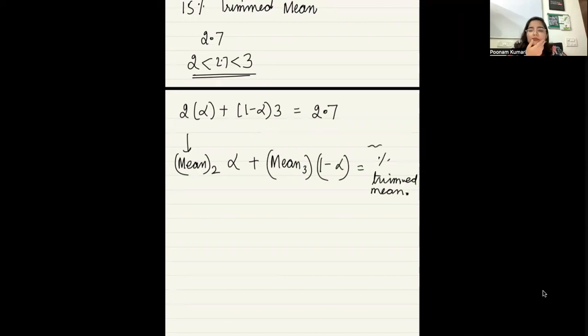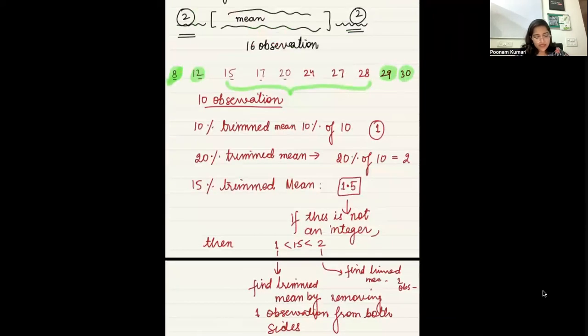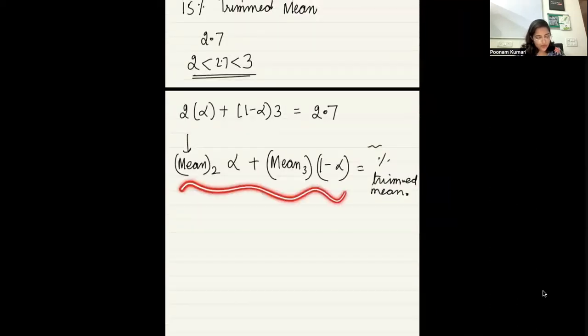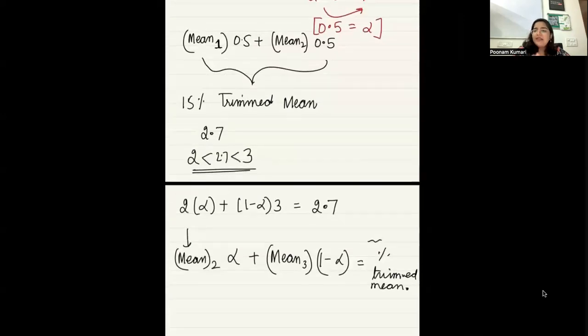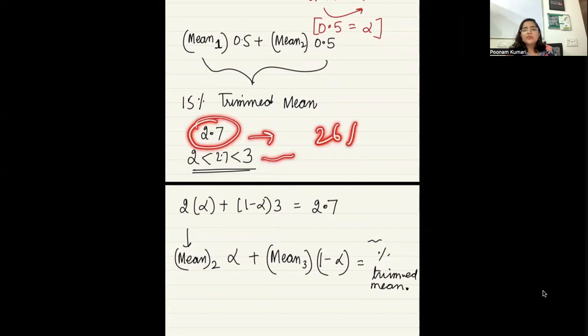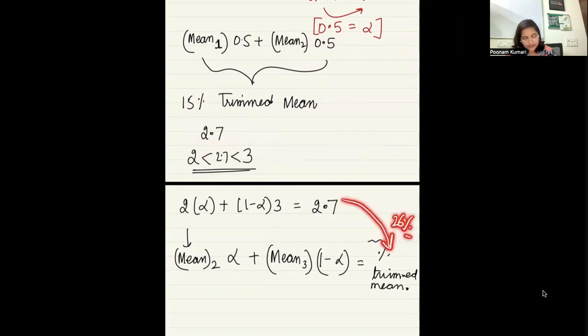I am not able to understand the last one after the equation. Yeah, so here you had a 15% trimmed mean, right? Yes, ma'am. So when you do this, you will get a 15% trimmed mean. Okay, ma'am. And in this example, this was just some random example that I took. So let's say this was a 26% trimmed mean. Whatever this answer will be, that will be your 26% trimmed mean. Let's take an example and solve it now. Everything will become clear after we solve it.